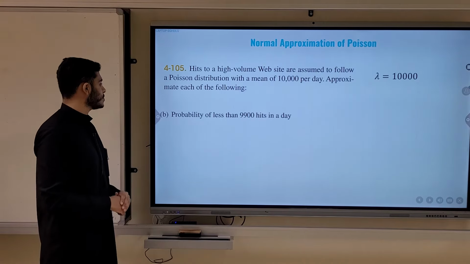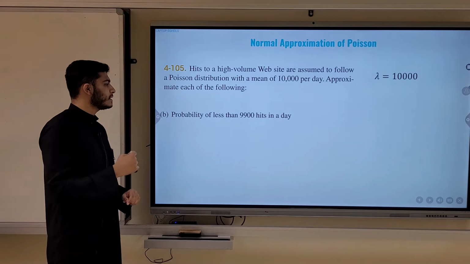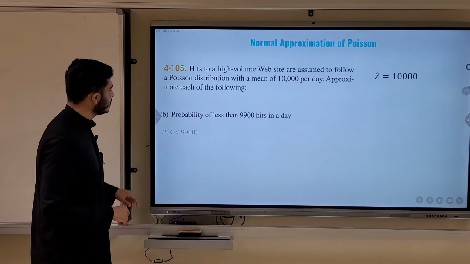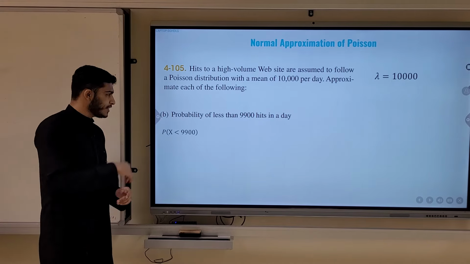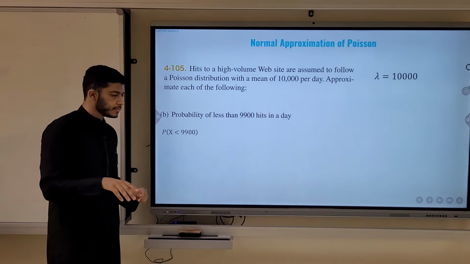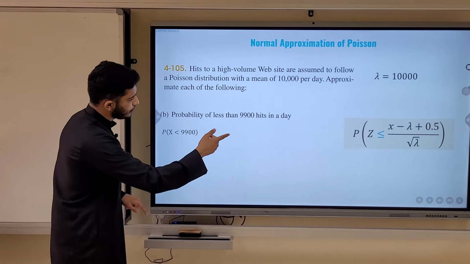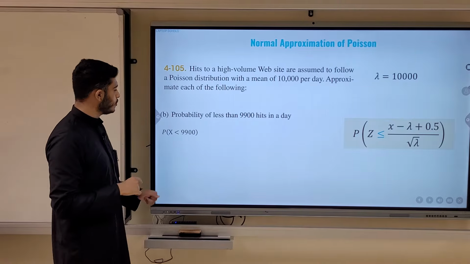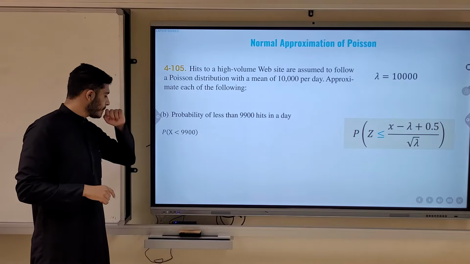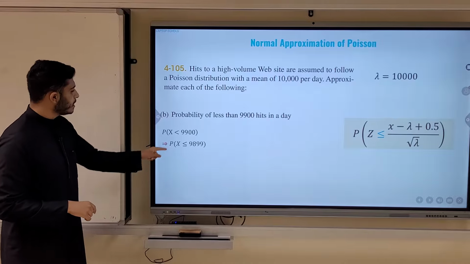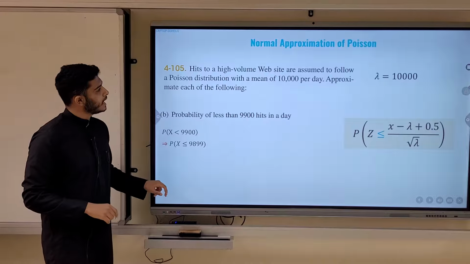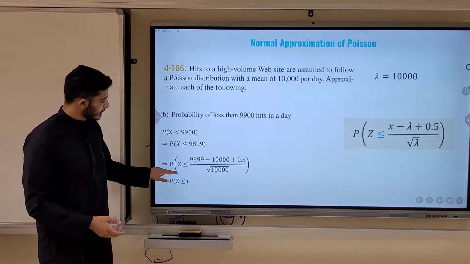The next part of the question, probability of less than 9,900 hits in a day. So this is the expression we're going to solve, less than 9,900, and we're going to use this formula here. Since we have less than, we're going to use the formula that has less than or equal, but we need to change one thing about this, make it less than or equal by subtracting 1 and having the equal sign here. So just implement the formula right away and you're going to get the answer at the end.